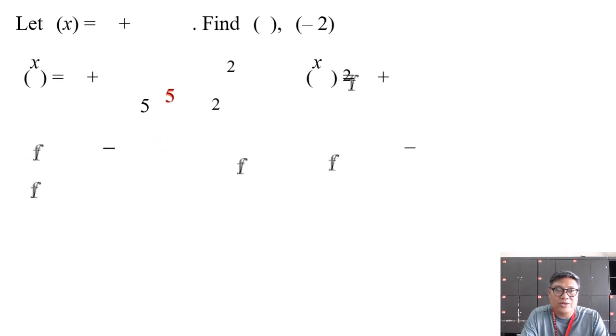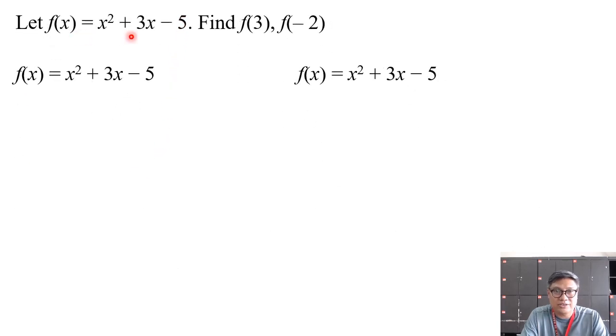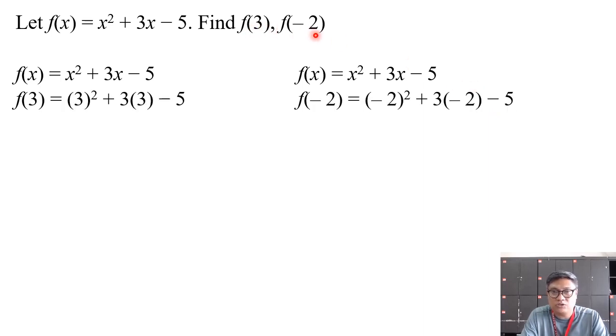Now, what about this one? So we have f of x is equal to x squared plus 3x minus 5. Then you are going to find what is f of 3 and what is f of negative 2. So again, we just copy the given function. Then we are going to substitute the value of your x to be positive 3 and the other one to be negative 2. Then we are going to simplify.